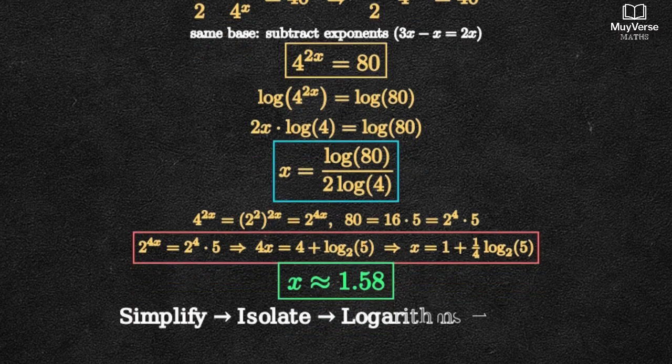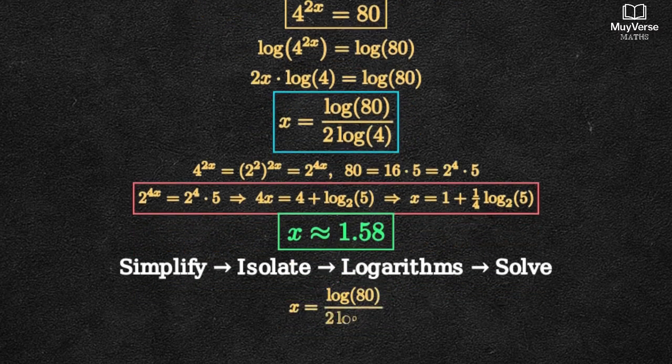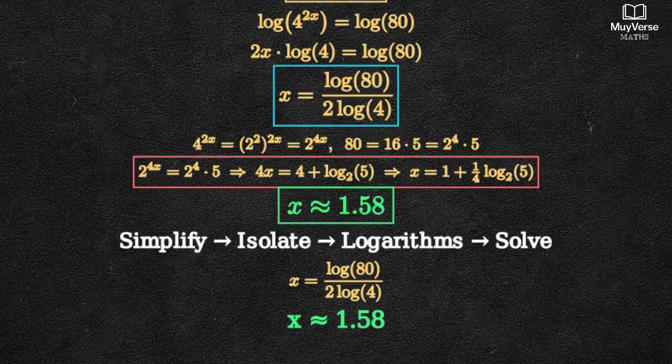Summary: we simplified the fraction using exponent rules, isolated the exponential, and solved with logarithms. Answer: x is approximately 1.58, and exactly x equals log of 80 over 2 times log of 4.